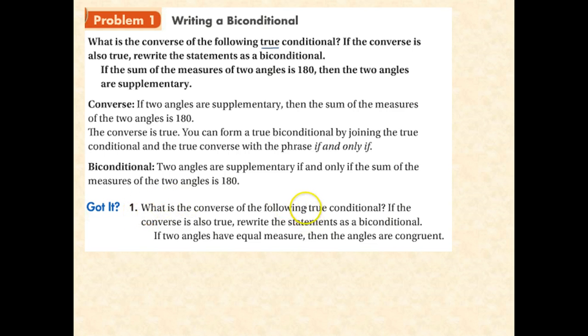So what is the converse of the following true conditional? If the converse is also true, then you can rewrite it as a biconditional. If two angles have the same measure, then the angles are congruent. Okay, so that's our original statement. If P, then Q. So let's write the converse. If two angles are congruent, then they have equal measure.